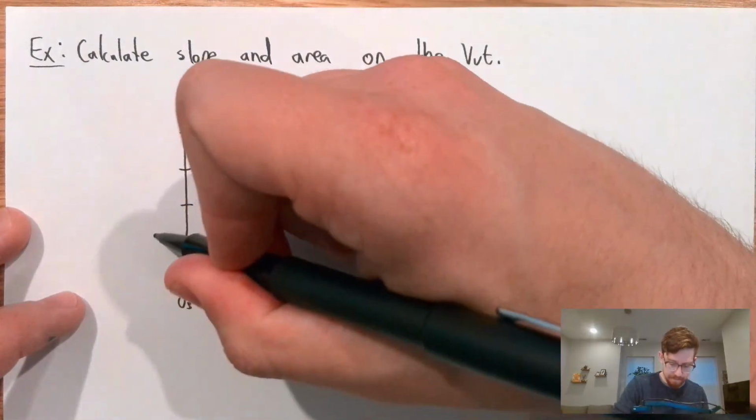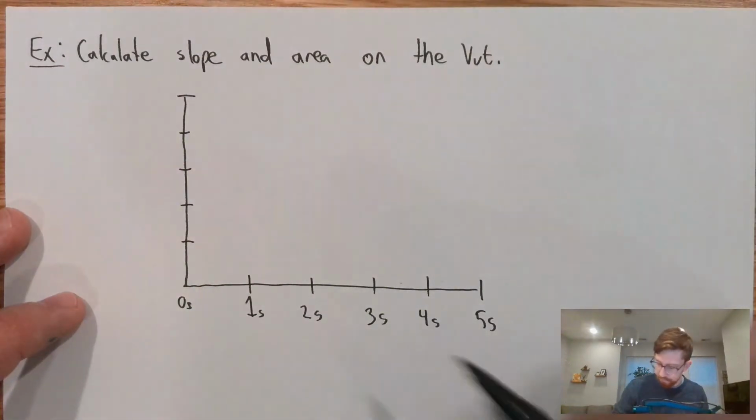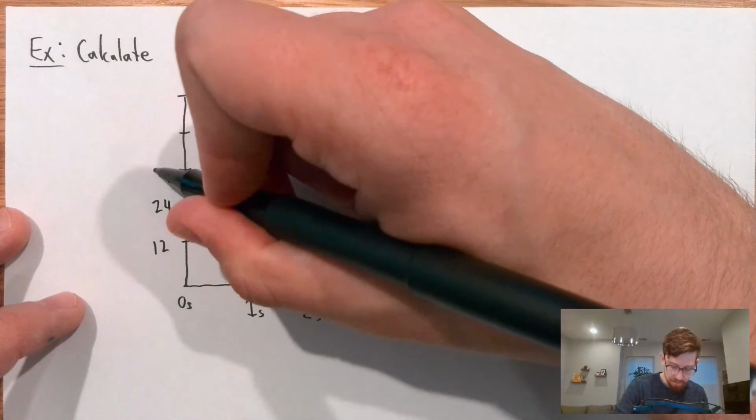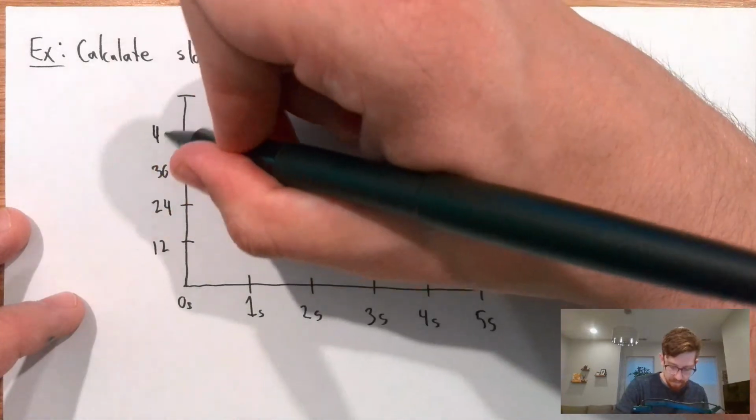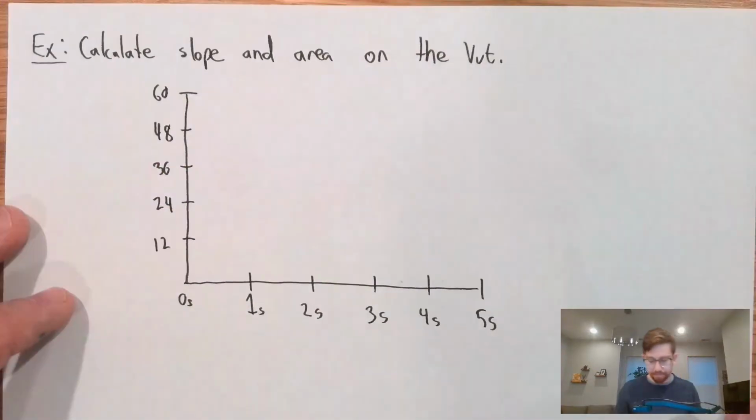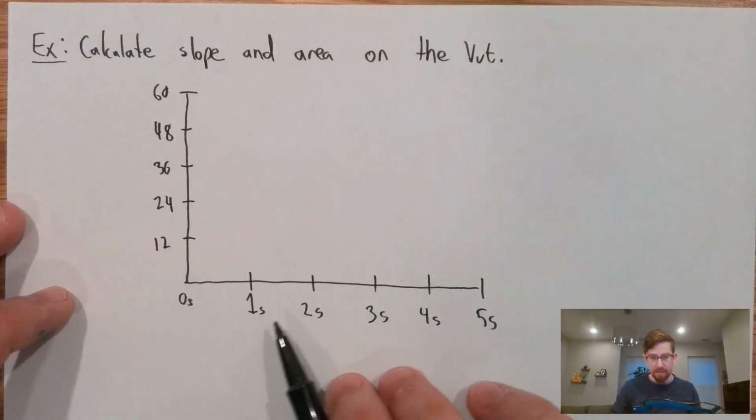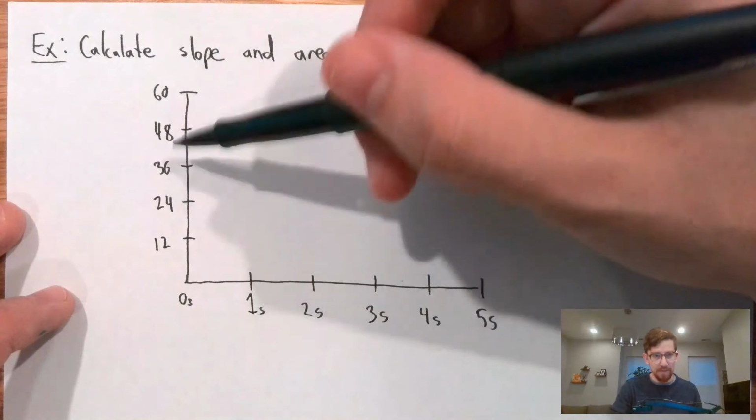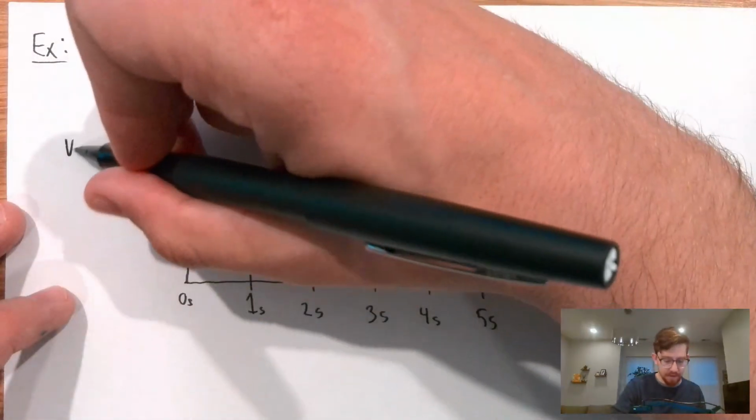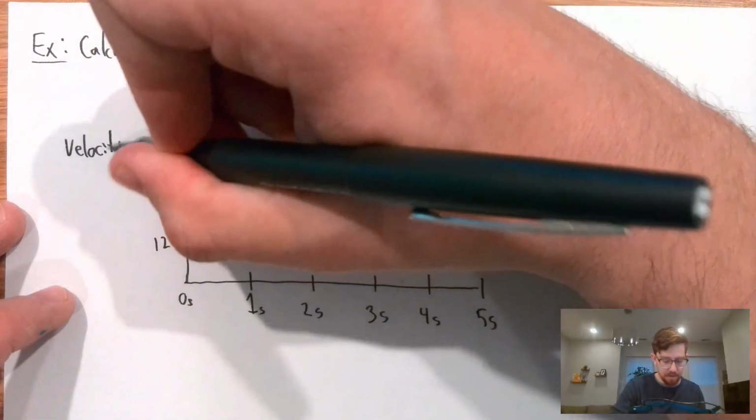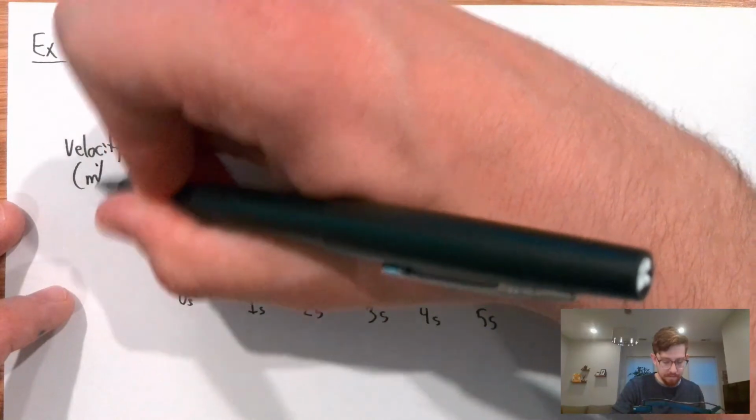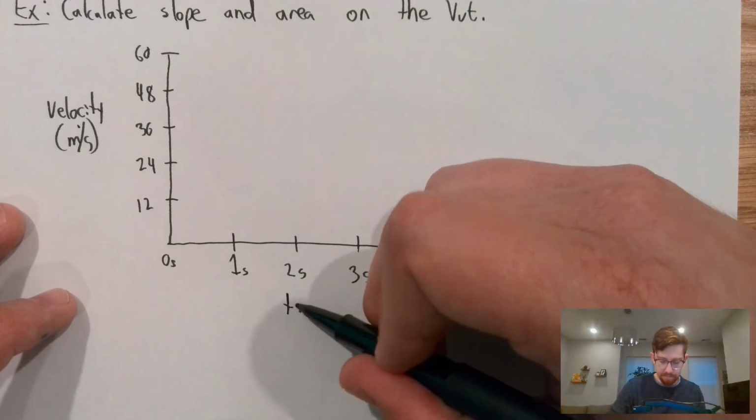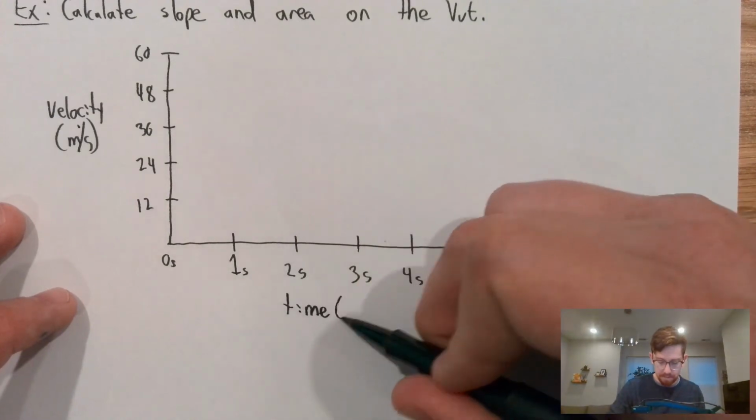All right. I'm going to go by 12s on this one. 12, 24, 36, 48, and 60. Notice I wrote the units in there with them. These are supposed to be meters per second, but I can't really fit all those together. So I'll just write it over here. Velocity is meters per second. Time is in seconds.